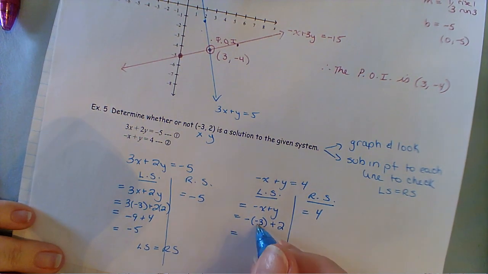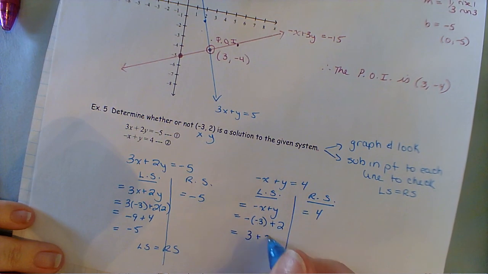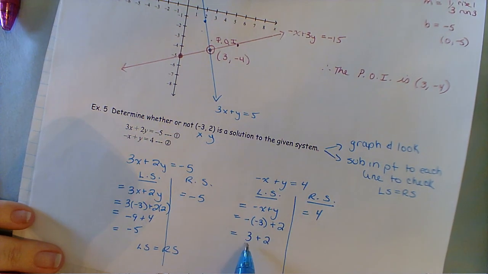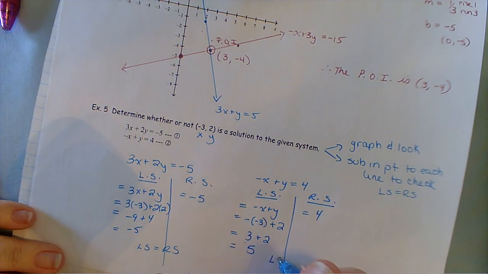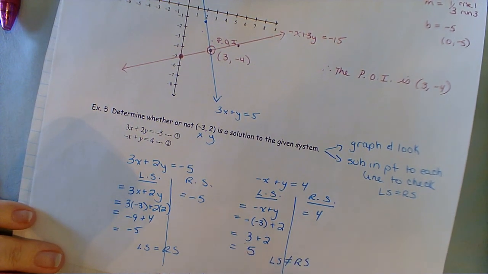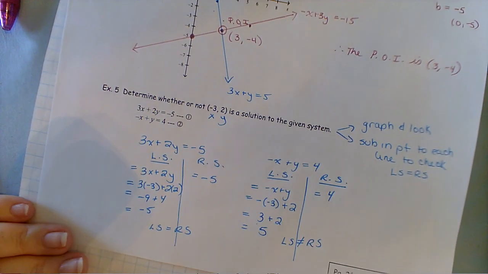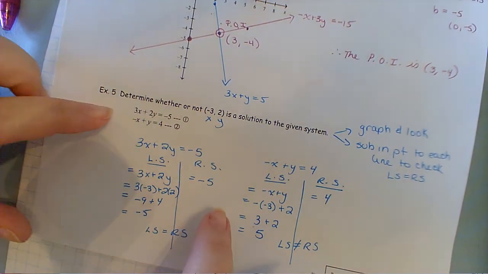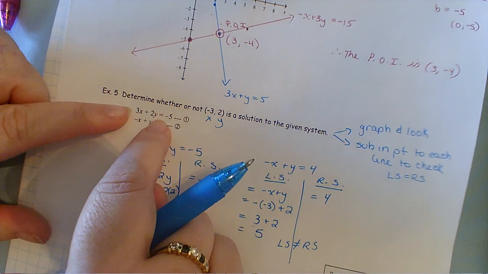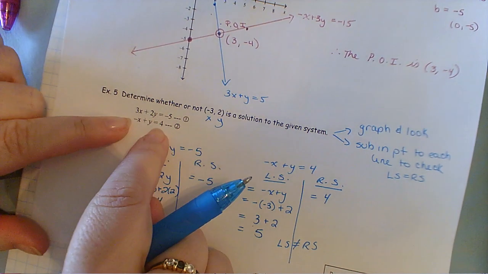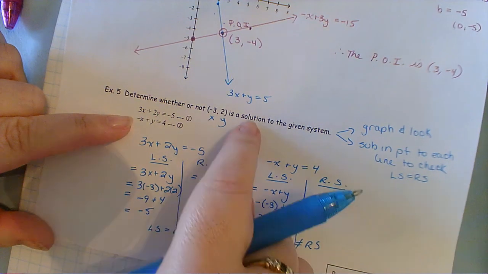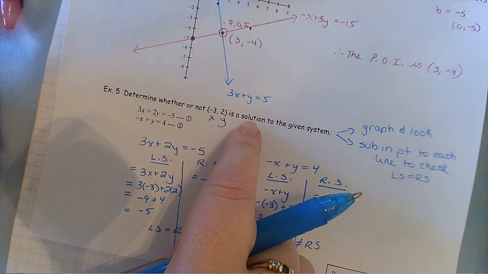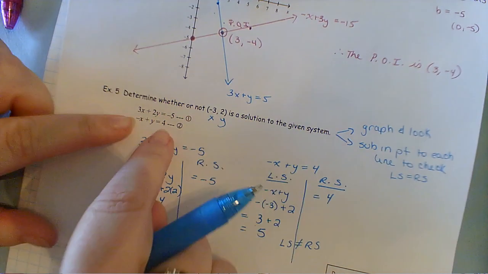So negative, negative makes positive. So you're going to get positive 3 in front, plus 2, that's 5. 5 does not equal 4. 5 and 4 are not the same answer. So what this showed is that this point is on the first line, but this point is not on the second line, right? So it worked for this guy, but it didn't work for this guy. So this point cannot be a solution. It can't be the point of intersection because the second line isn't there in order to be touched there.